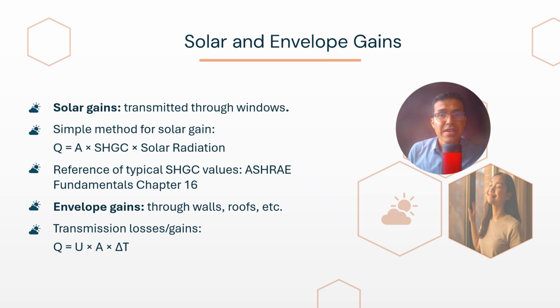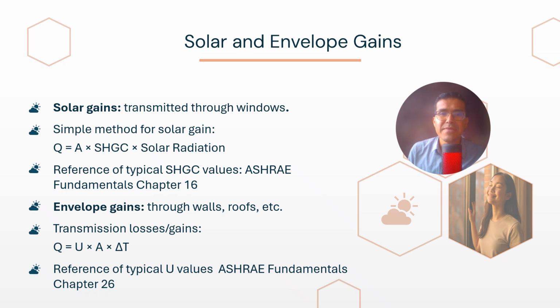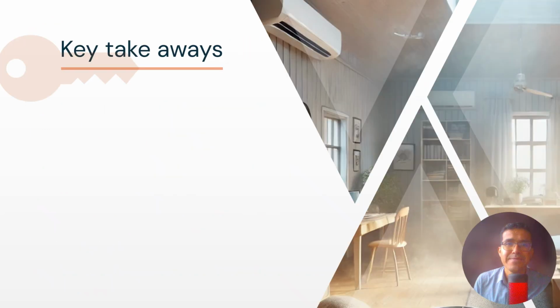Typically, SHGC can be found in ASHRAE Handbook Fundamentals Chapter 15 for various windows and glazing types. For U-values of walls, roofs, and opaque assemblies, refer to Chapter 26 of the same handbook, which provides detailed tables based on construction materials and insulation levels.